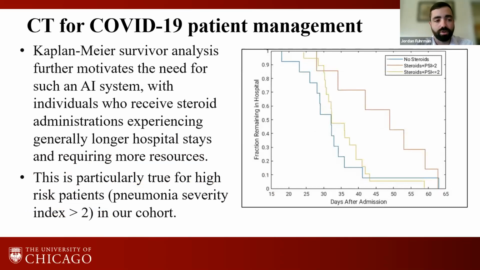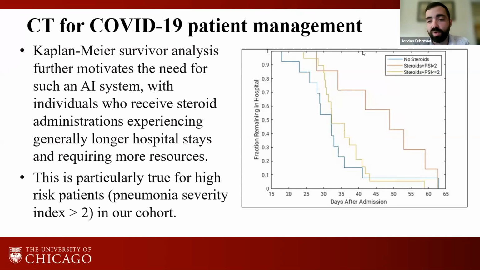So to motivate this a little bit further, we performed a Kaplan-Meier survivor analysis on our patient cohort, except that instead of actual survival, we substituted our primary variable to be the duration of hospitalization. So if you look at the x-axis here, this indicates the number of days after the patient was admitted to the hospital, and the y-axis is the fraction remaining in the hospital. So when the patient was removed from the hospital, that was the deciding variable.